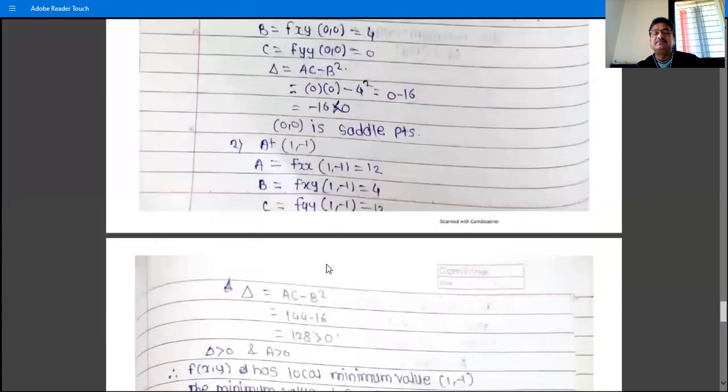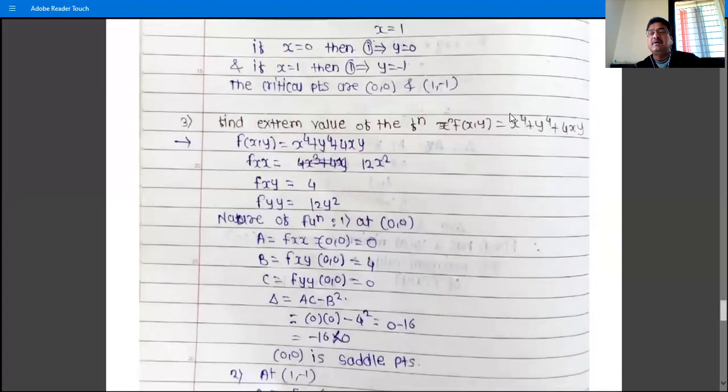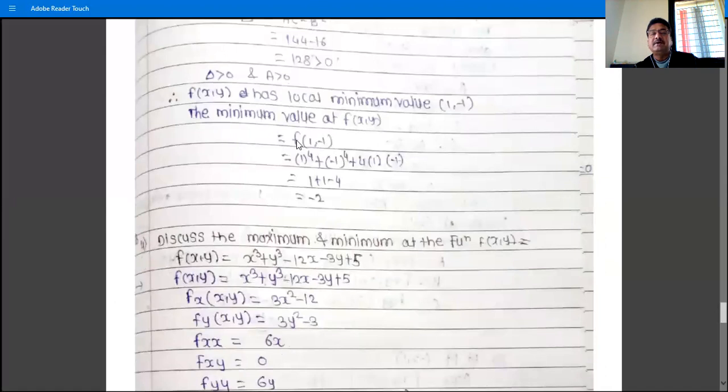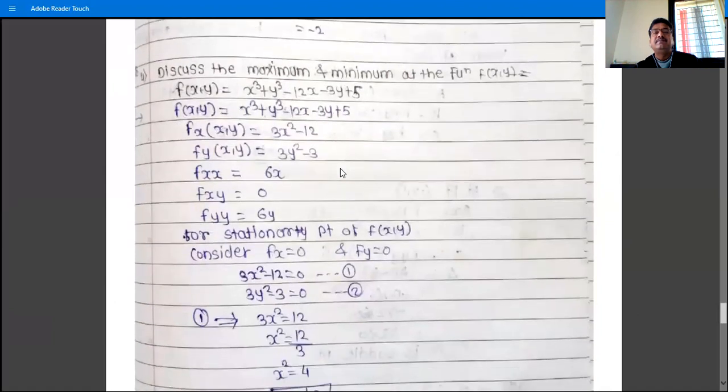F of (1, minus 1). Find the value of the function at (1, minus 1), because at the point (1, minus 1) this function is minimum. So the minimum value of f(x, y) is f of (1, minus 1). That is, find the value of the function at (1, minus 1). So substitute x as 1, y as minus 1. We have the answer minus 2. And this is the minimum value of the function. The function has no maximum value. Okay. So these are some problems of the extreme values. We will discuss the remaining problems in the next lecture.